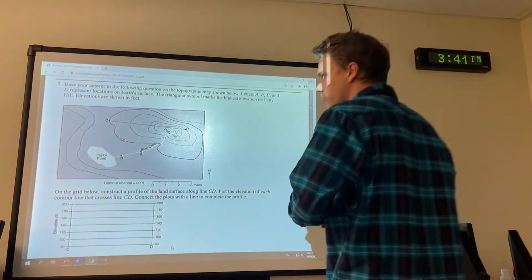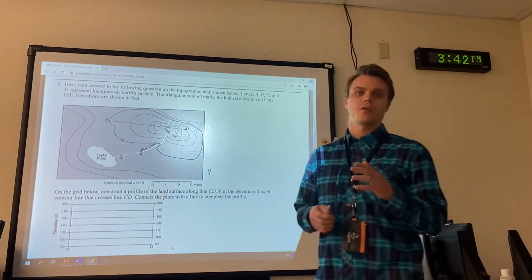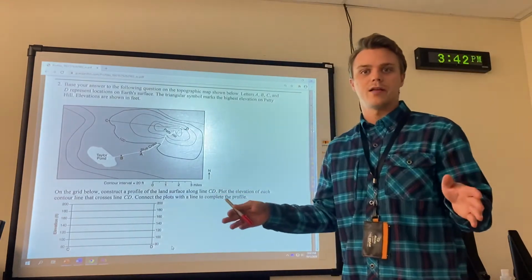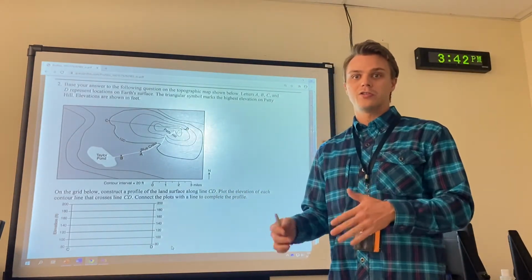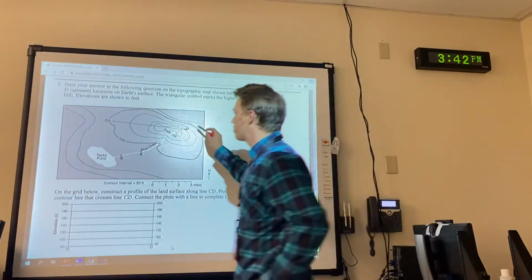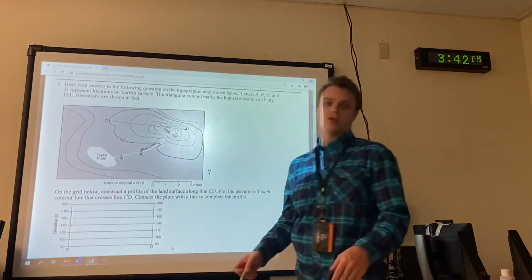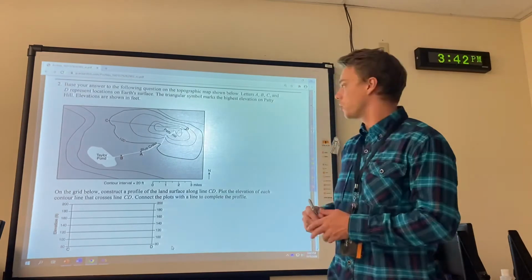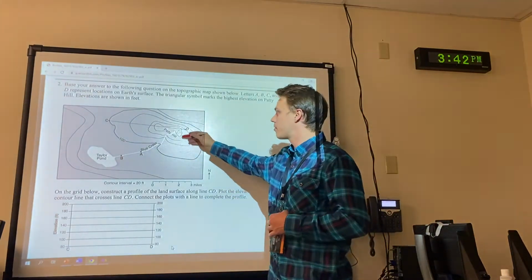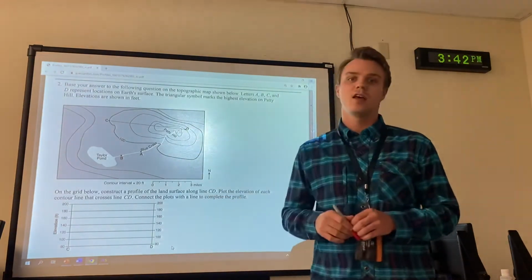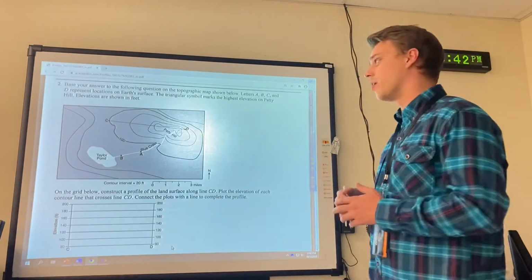Hello. So today we're going to be learning one of the most difficult things in mapping. It's called drawing profiles. So just to review, a topo map is this perspective, which just means it's from above. So it's a map that shows you these specific lines of different elevations called contour lines. And yeah, it's an image from above.